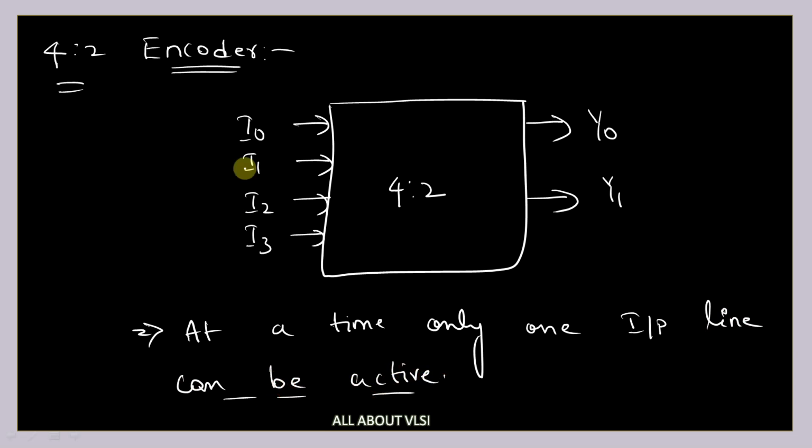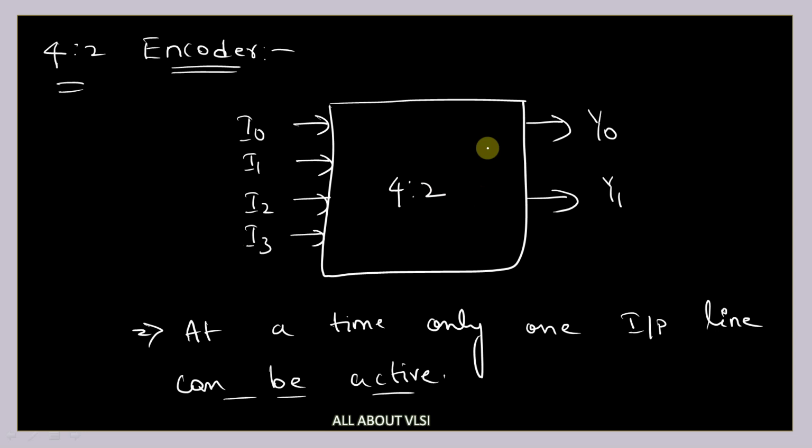Okay, now this input line is equivalent to decimal 0, this is equivalent to decimal 1, this is equivalent to decimal 2, this is equivalent to decimal 3. Suppose you are very new to binary number systems, you just know the decimal numbers 0, 1, 2, 3, but you don't know the binary equivalent of that particular number.